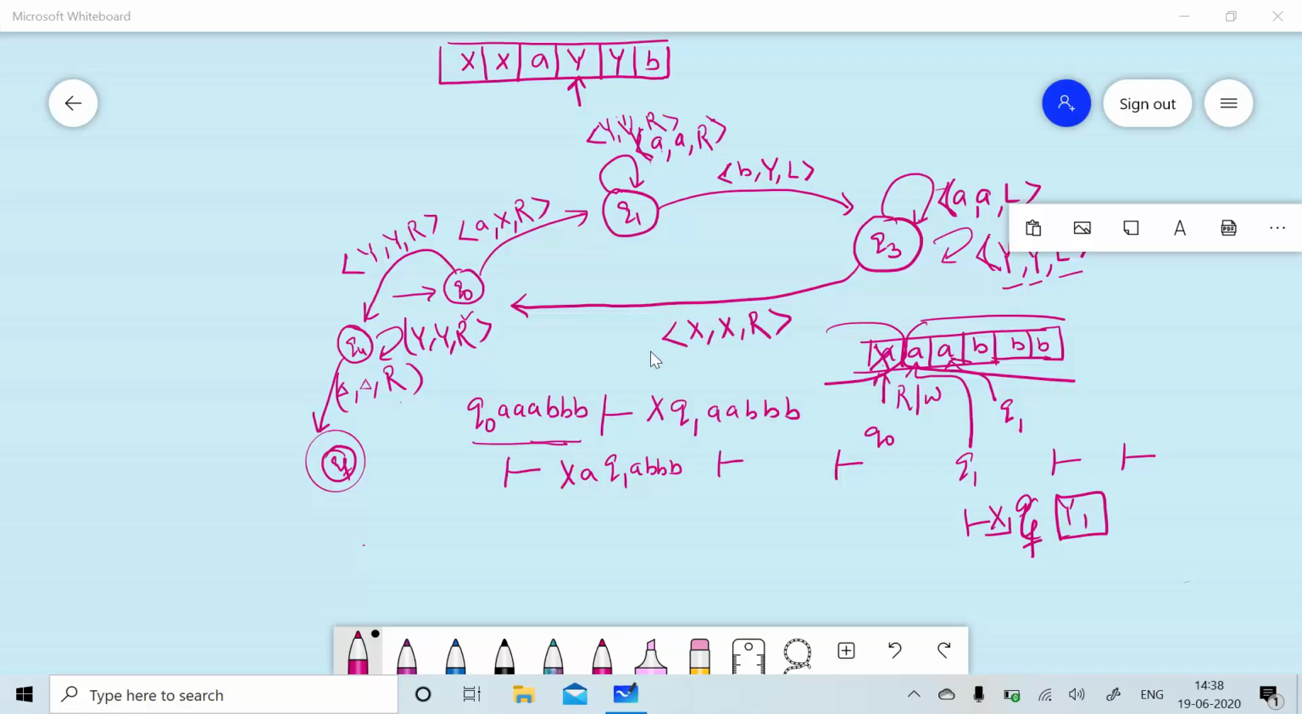So in this session, we discussed the formal definition of a Turing machine, its configuration and the design of a Turing machine with the help of an example. In the next session, we will discuss a few more examples for the design of Turing machines.